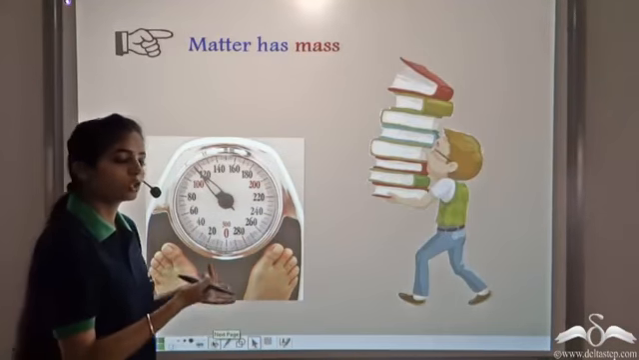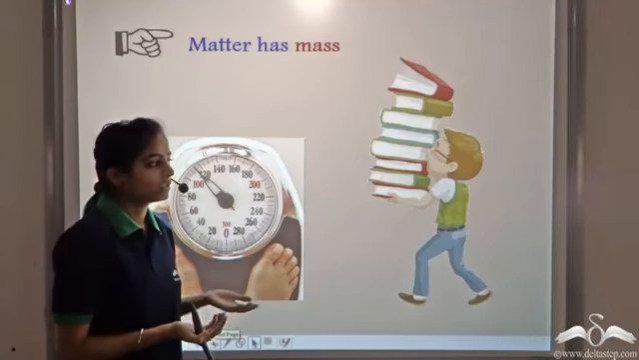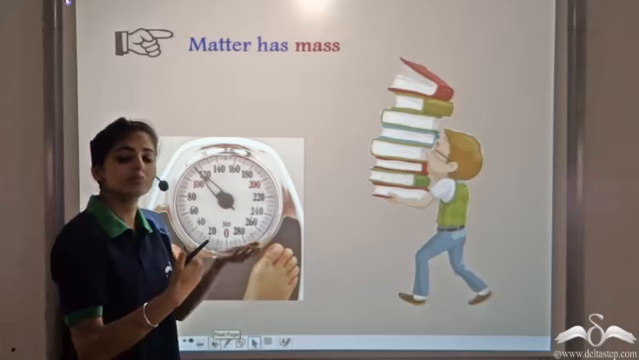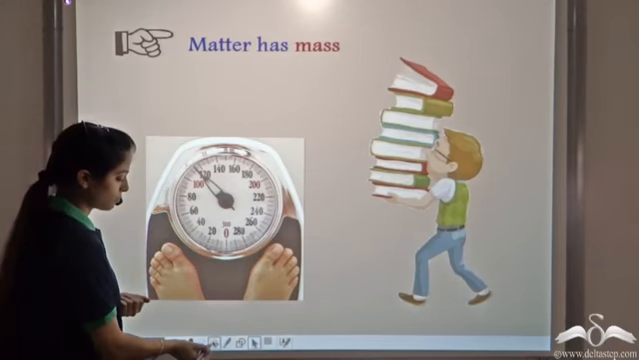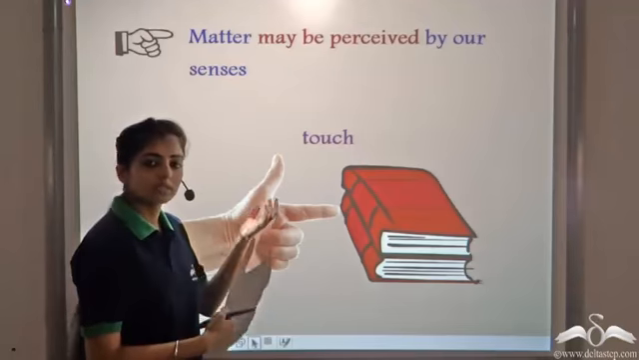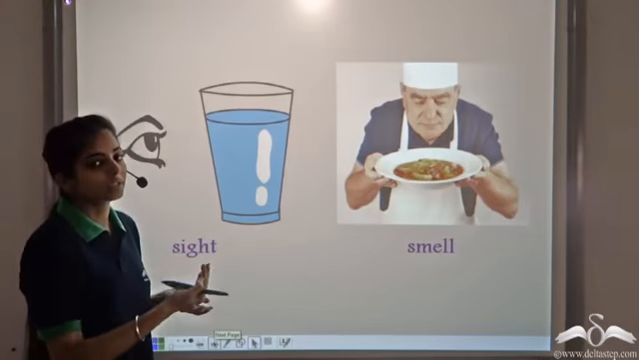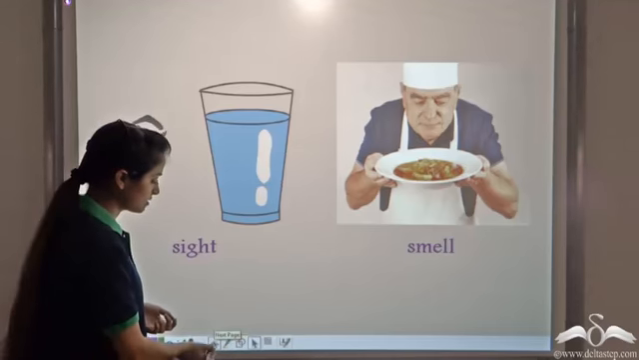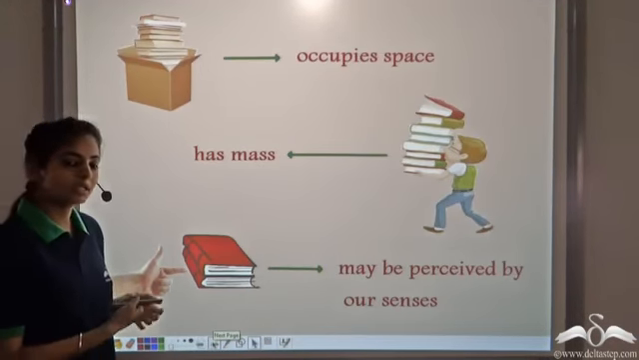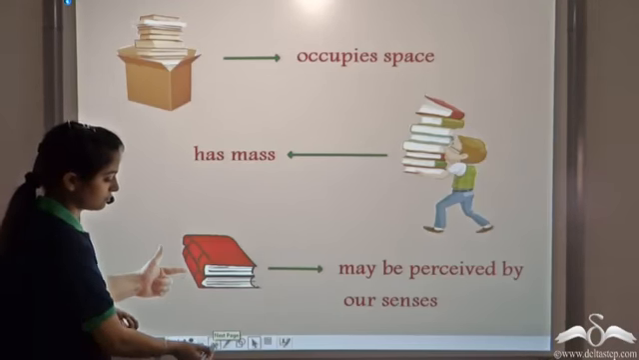Matter has mass. You hold one book, you start holding more number of books, it becomes heavy because matter has mass. As you keep increasing the number of books, it becomes heavier and heavier. Matter may also be perceived by our senses, the sense of touch, the sense of smell or sight. So matter is anything that occupies space, it has mass, and it may be perceived by senses.